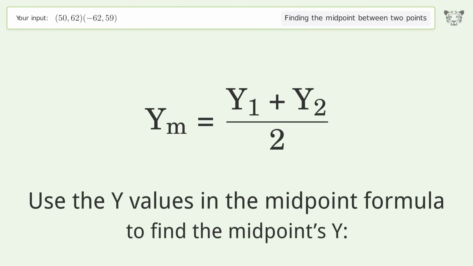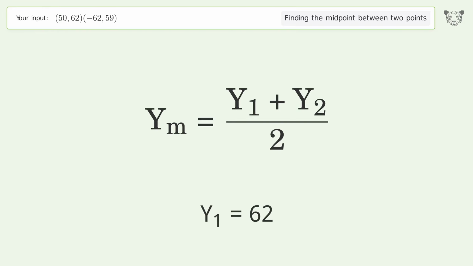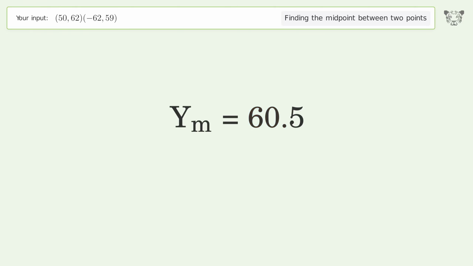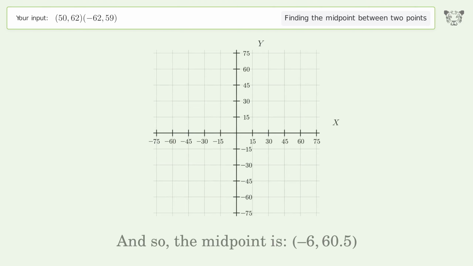Use the y values in the midpoint formula to find the midpoint's y. y1 equals 62. y2 equals 59. Simplify the arithmetic. And so, the midpoint is -6, 60.5.